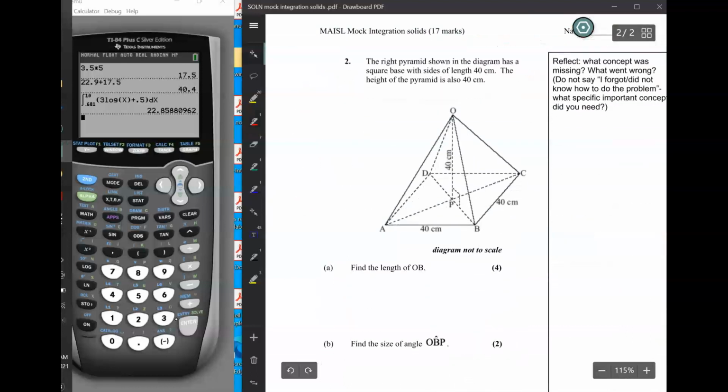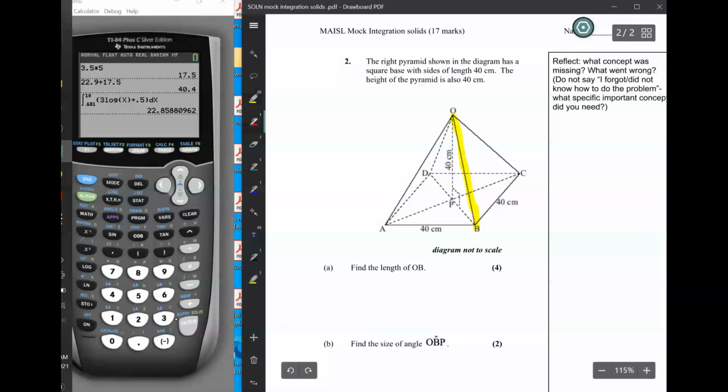So this is a solids problem. The right pyramid shown in the diagram has a square base with sides of length 40 centimeters. The height of the pyramid is also 40 centimeters. So find the length of OB. So OB is this slanted height here.